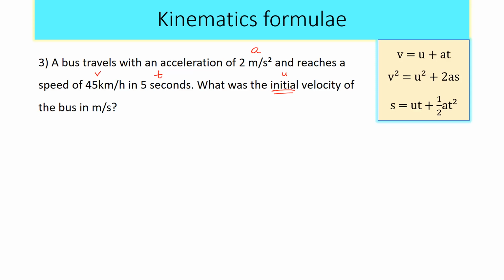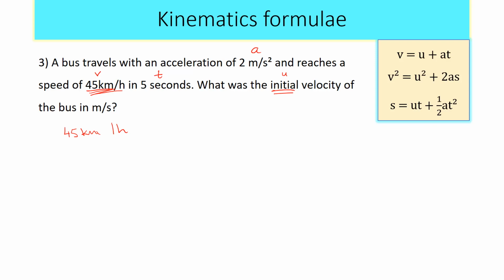Now again you can see that we have different units. So for example, acceleration is in meters per second squared. The initial velocity that we need to find is in meters per second, but this velocity here is given in kilometers per hour. So again, we want to do a conversion. So we want to convert 45 kilometers per hour into meters per second. When you think about it, 45 kilometers per hour means that the distance of 45 kilometers is covered in 1 hour.